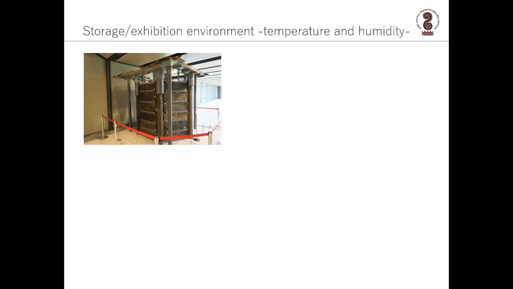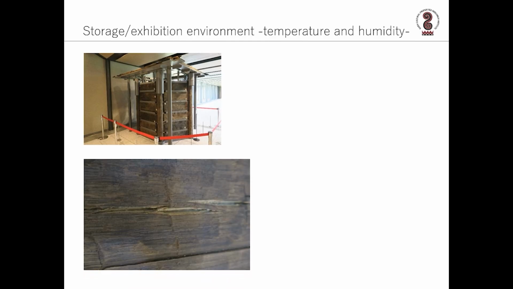Here, I will introduce examples of trouble for objects caused by improper control of relative humidity in the exhibition environment. The photo on the upper left is the frame of a well that is made of wooden boards, and this item is displayed in a museum entrance hall in an exposed state. The lower left is an enlarged photo of the wood.